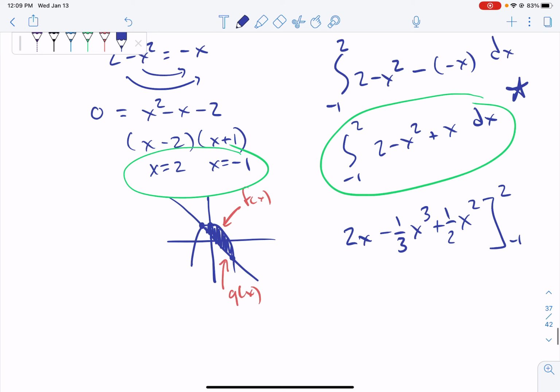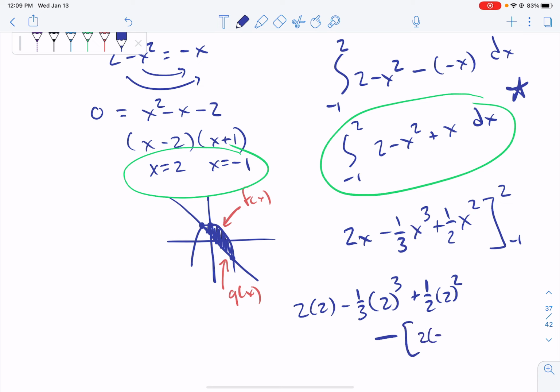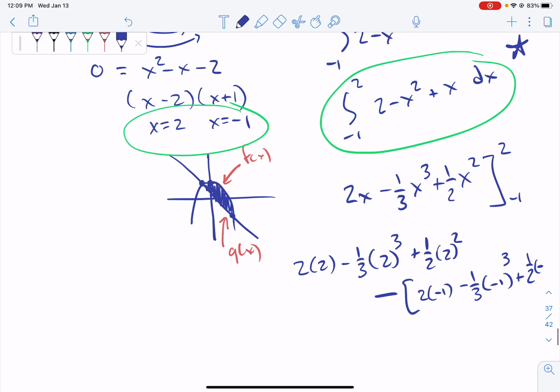So this is a big, ugly problem if you're doing it by hand, because you've got to plug in the 2, right? So I've got to do 2 times 2 minus 1/3 times 2 cubed plus 1/2 times 2 squared. And then I've got a minus plugging in the negative 1 to everything. So 2 times negative 1 minus 1/3 times negative 1 to the 3rd power plus 1/2 times negative 1 squared. I'm not going to worry about that because, like I said, these are usually calculator questions.